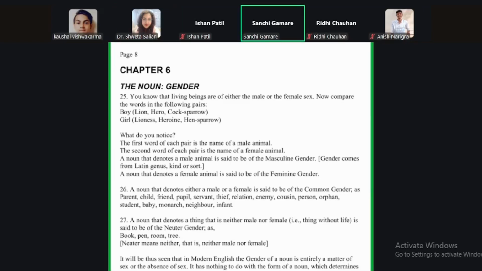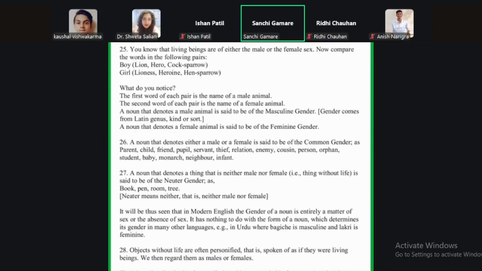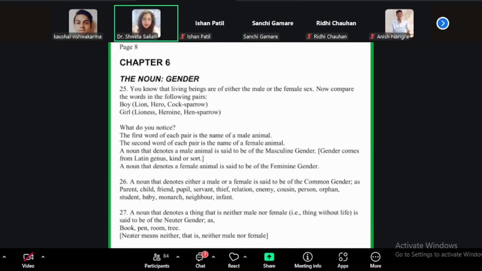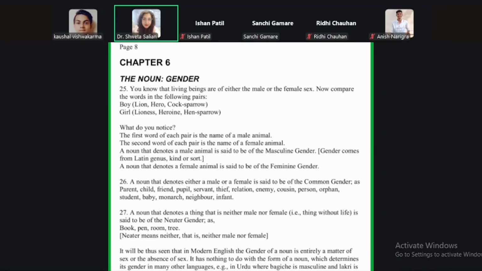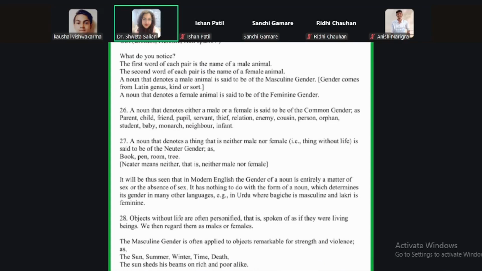So the next aspect of the noun is gender. You have the male and the female gender. You could be given the masculine gender and asked to write the feminine gender. This is something you'll have to read and memorize, just like I told you for collective nouns.